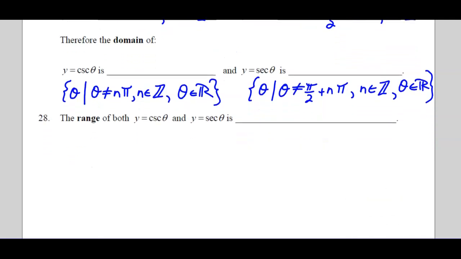Okay, so range of these, remember, there are no values between -1 and 1, but they go to infinity in both directions. So you can say y is greater than or equal to 1, comma, or the word or, y is less than or equal to -1, and y is a real number.